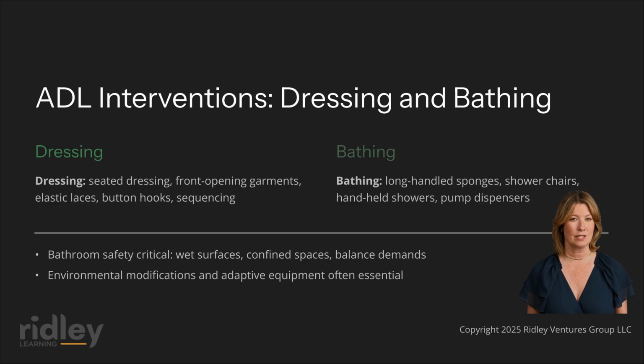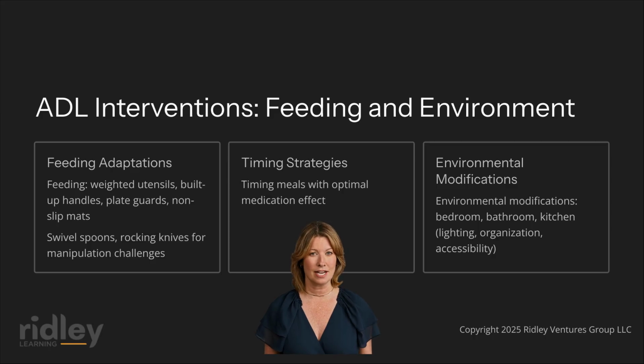For bathing tasks, strategies may include use of long-handled sponges to reduce balance challenges associated with reaching, shower chairs or benches to enable seated bathing, handheld shower heads to improve control and safety, and pump dispensers for soap and shampoo to reduce fine motor demands. Bathroom safety is a particular concern given the combination of wet surfaces, confined spaces, and activities requiring balance and coordination. Environmental modifications and adaptive equipment are often essential components of bathing safety interventions.